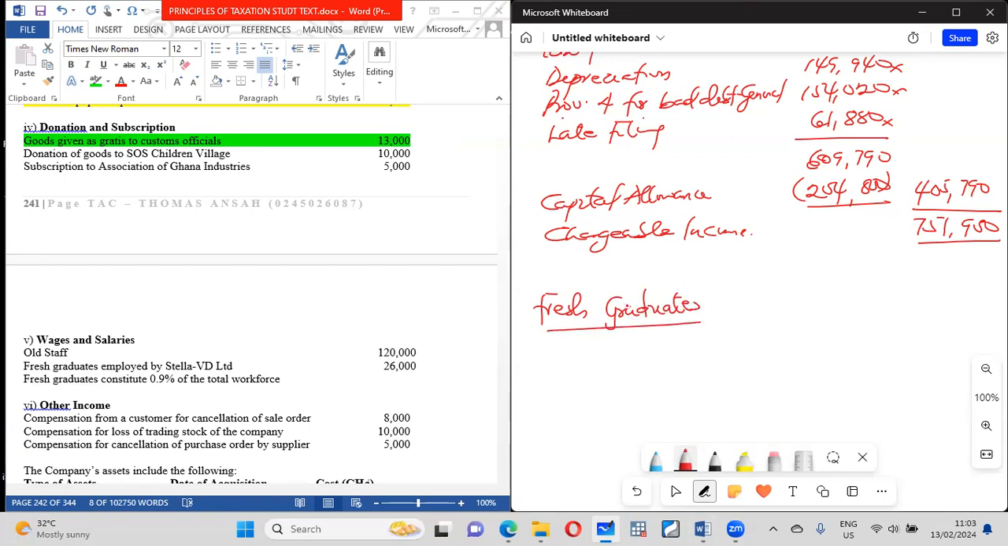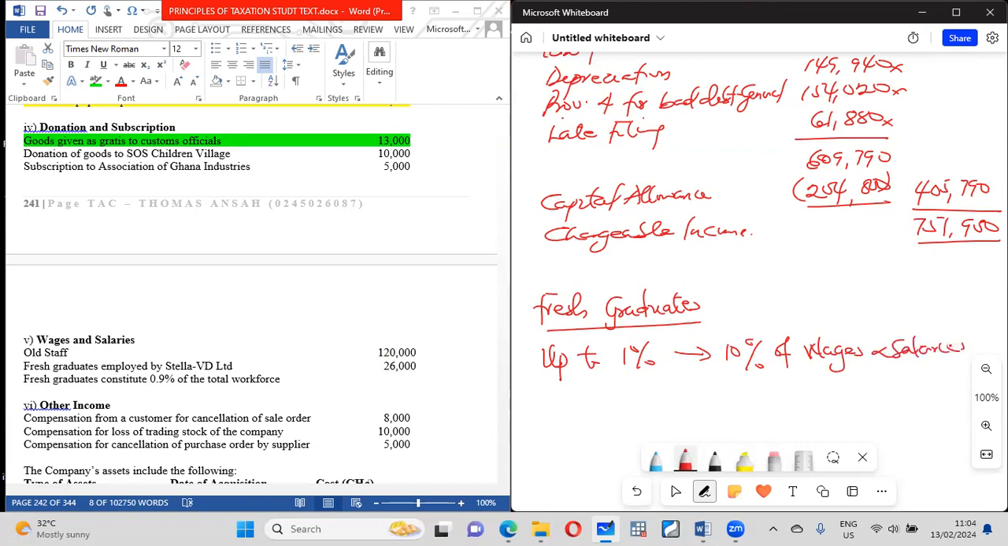All right, this is called activity variable when we talk of tax planning. So you have fresh graduates inside your business. For those fresh graduates, when they are up to 1% of your business, we will give you an additional tax relief of 10% of the wages and salary you pay to those fresh graduates.